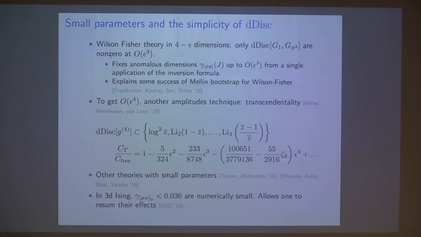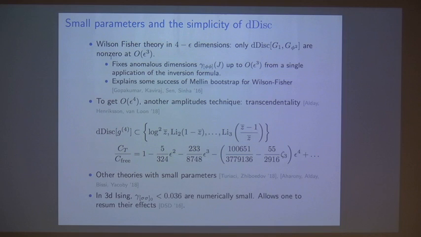So we know what loop order these contributions should come from, and we know something about the types of functions that can appear at that loop order. So this group just wrote down a basis of functions with the appropriate transcendentality and fixed the coefficients of this basis using consistency with other parts of the four-point function. So the double discontinuity is simple enough that you can actually do this, and that lets you get to a higher order. So they computed for the first time the epsilon to the fourth correction to the central charge of the Wilson-Fisher theory.